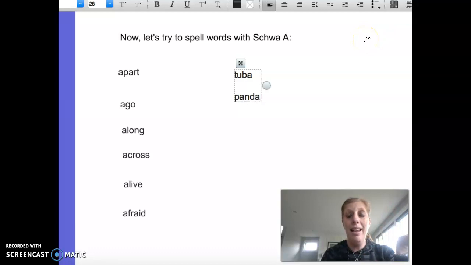So that's schwa A. So in your dictation today, you're going to be practicing the schwa A. So when you hear that sound, it's going to be an A. Schwa A.